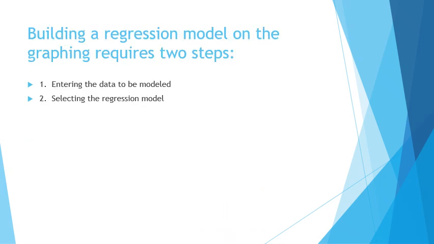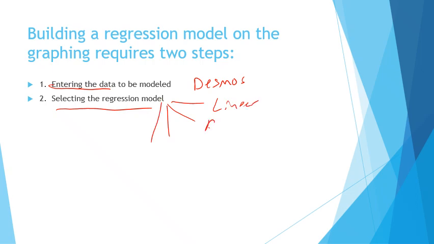All right, so building a regression model requires two steps. They're so easy. First, you just got to enter the data into the calculator, into Desmos. That's what we're going to be using today. And then the second is just choosing which model. This is right now going to be either linear, quadratic, potentially cubic, or quartic. And typically we will give you what type of model to use, or it would be pretty obvious based on the data which type of model to use.